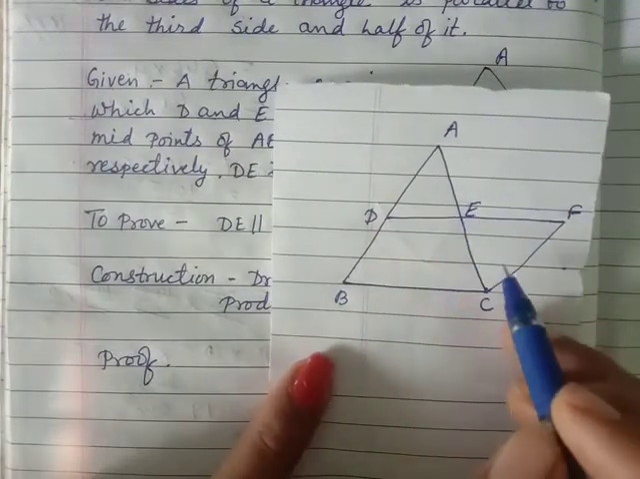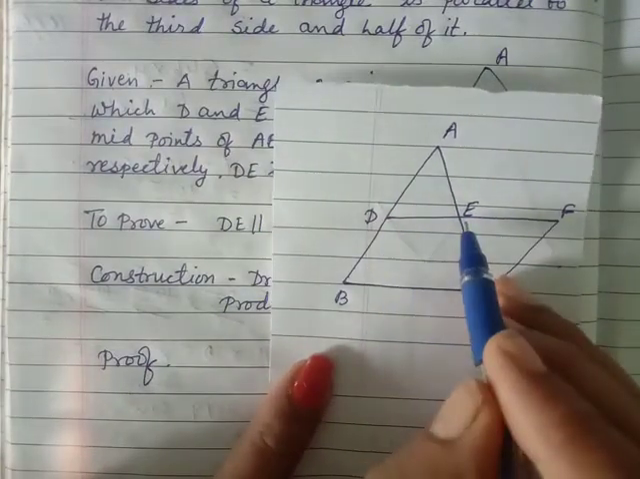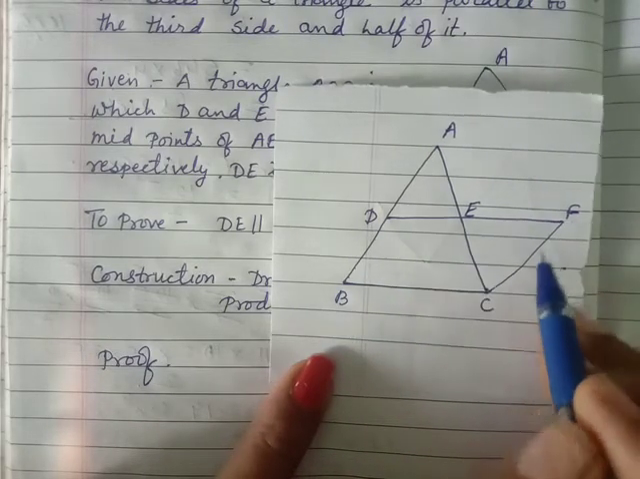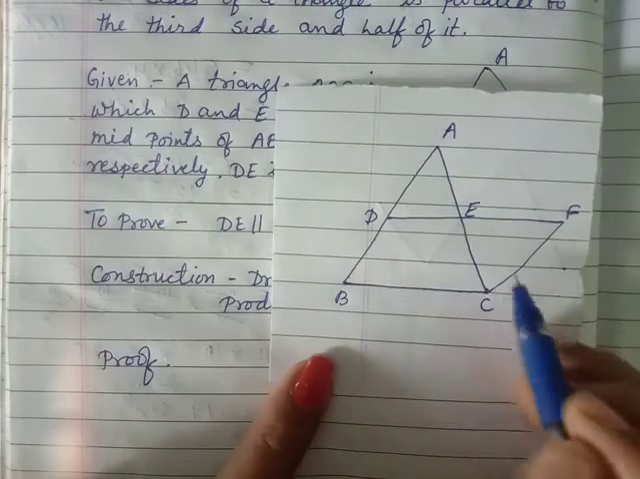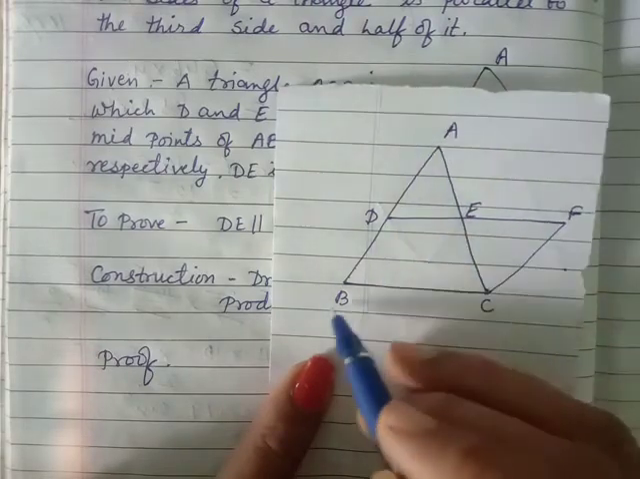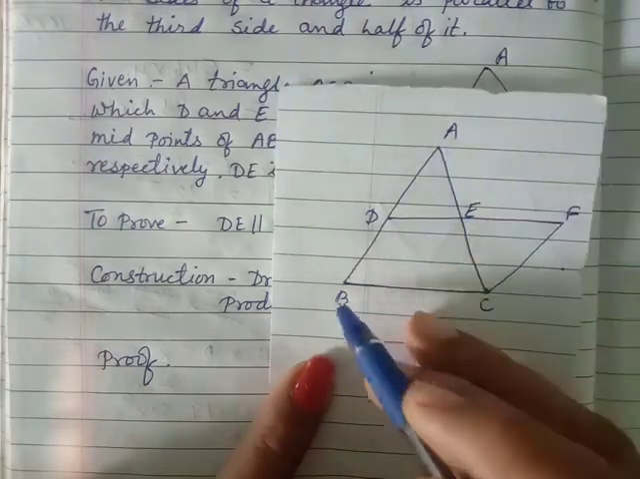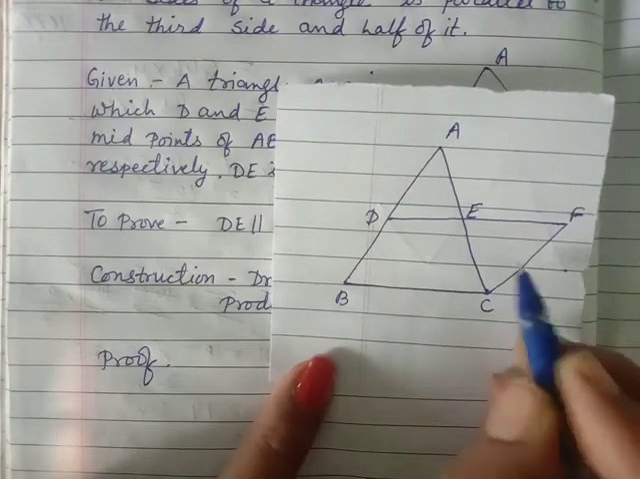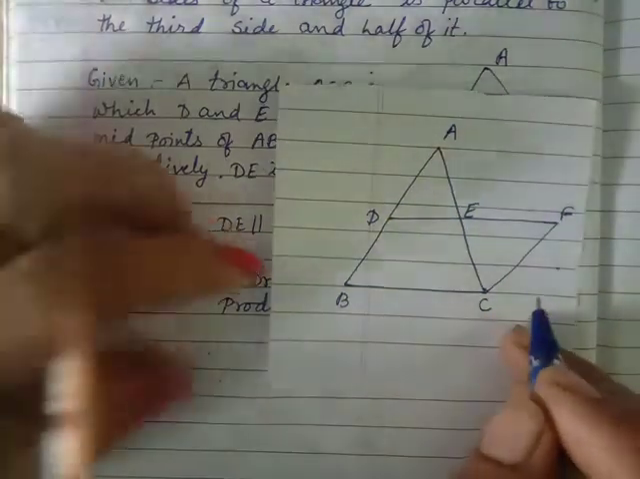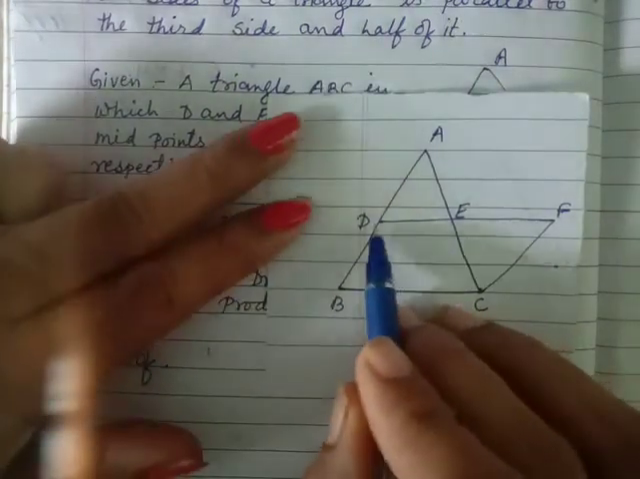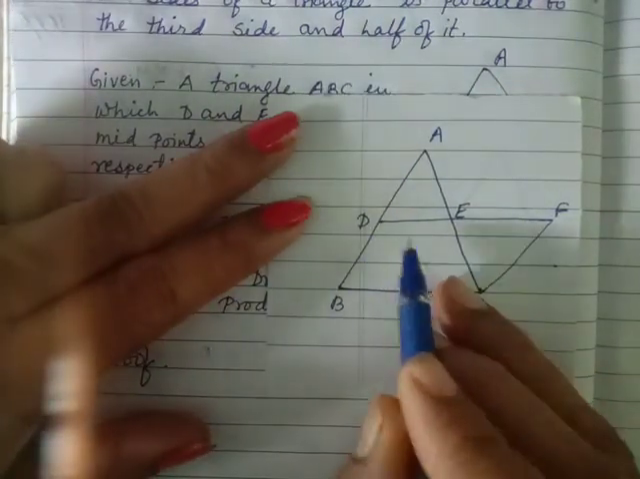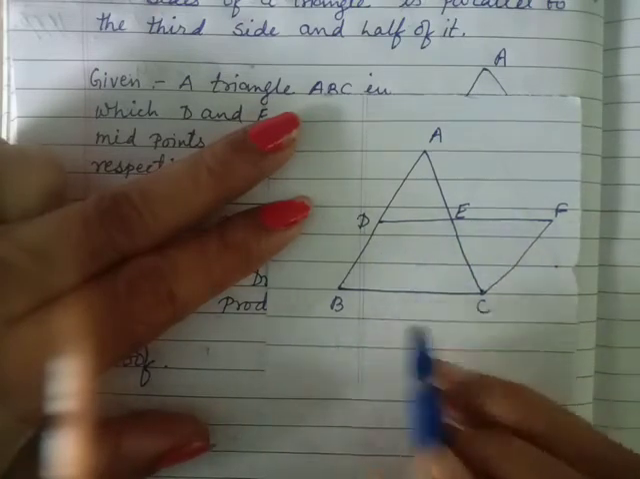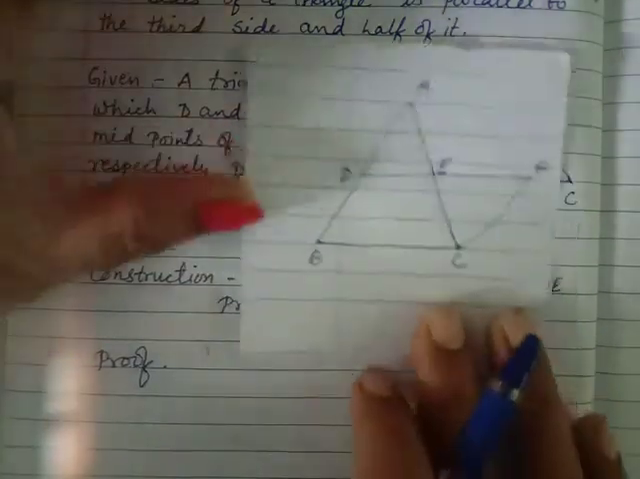This is a triangle ABC. This is DE. We have to produce it up to F, and this CF is parallel to AB. This you should remember, that CF is parallel to AB. Now we will prove that DE is parallel to BC with the help of the construction, and DE is half of BC. Let us see how.